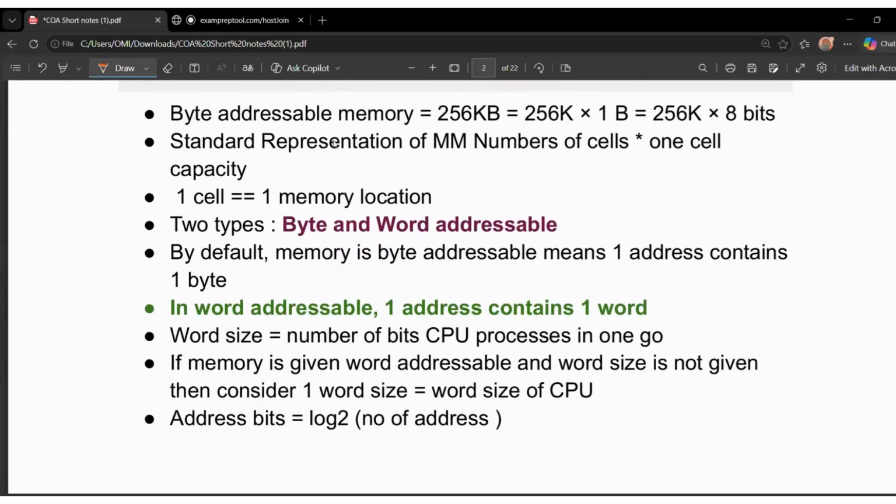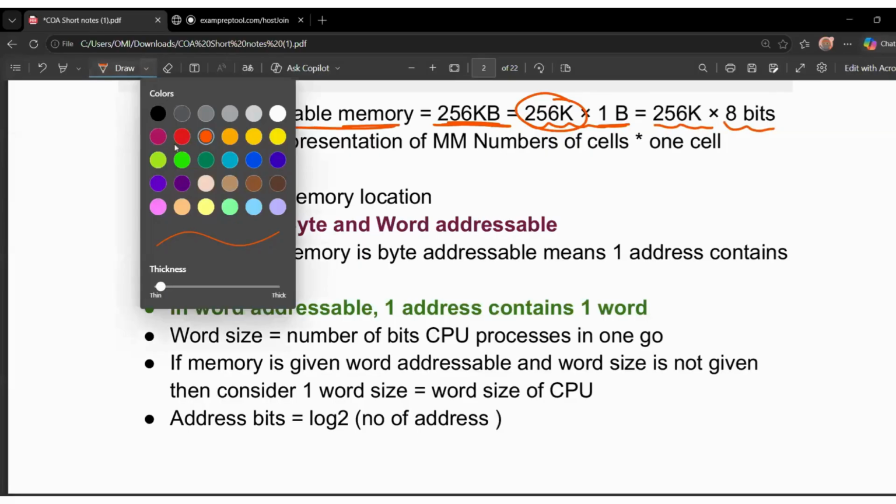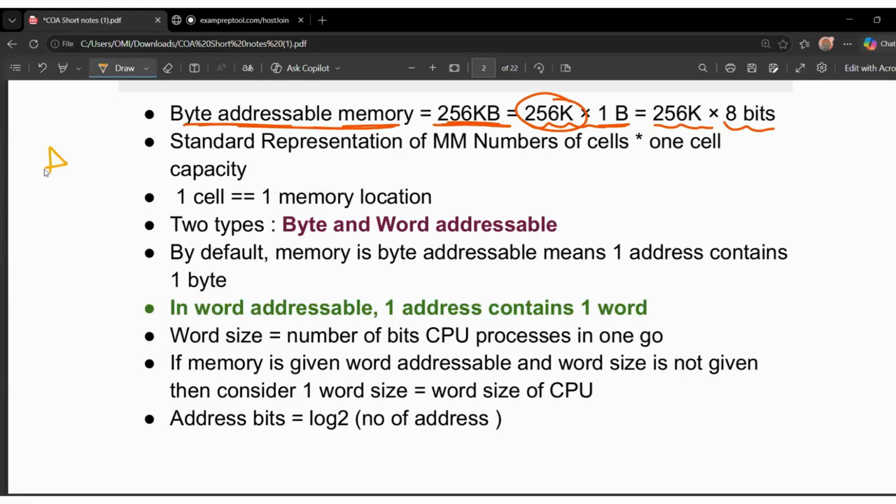Going further, first see byte addressable memory. If you have 256 KB, you represent it this way: 256K into 1 byte, which means 8 bits. Please remember that this is the standard representation of main memory: number of cells into one cell capacity.